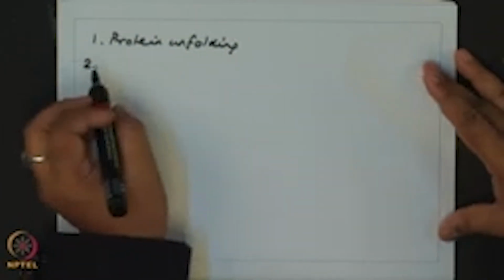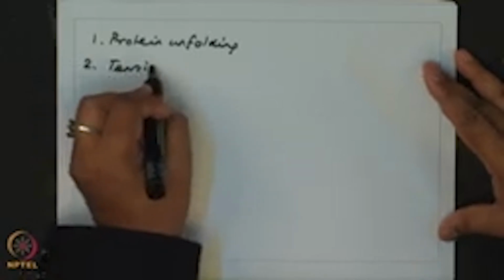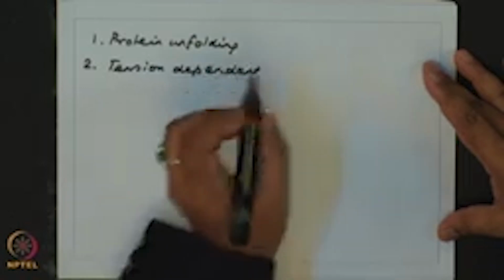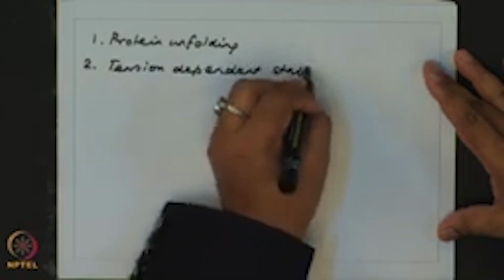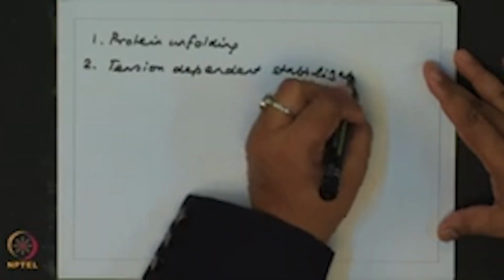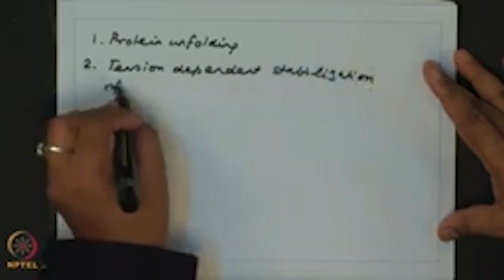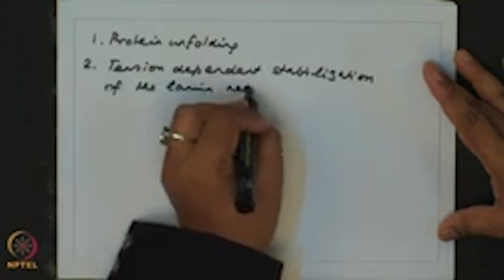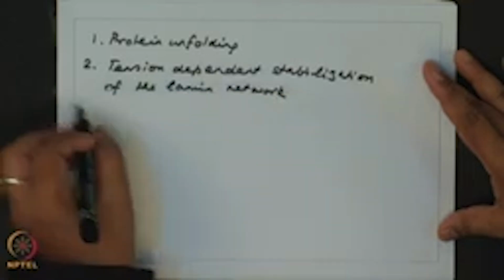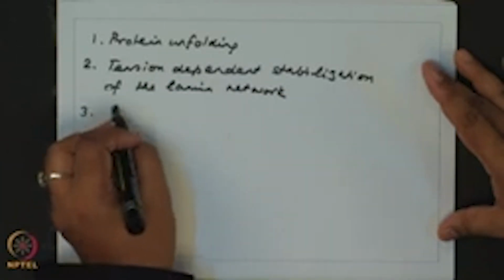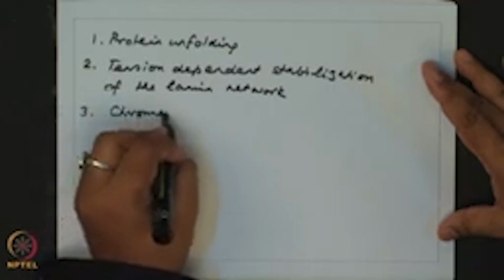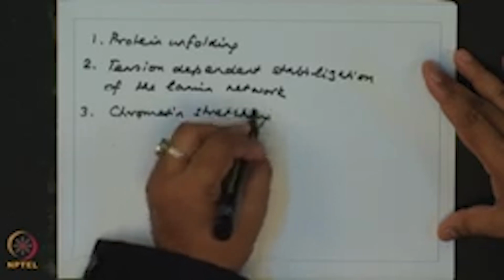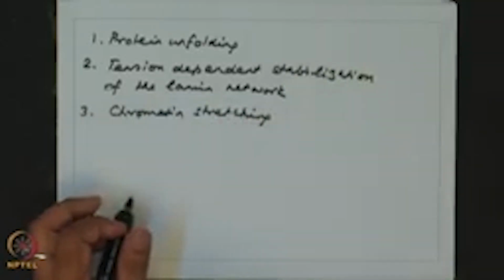Second mechanism, you might have tension dependent stabilization of the lamina, of the lamin network. And in some cases you might have chromatin stretching, thereby exposing spaces for binding.